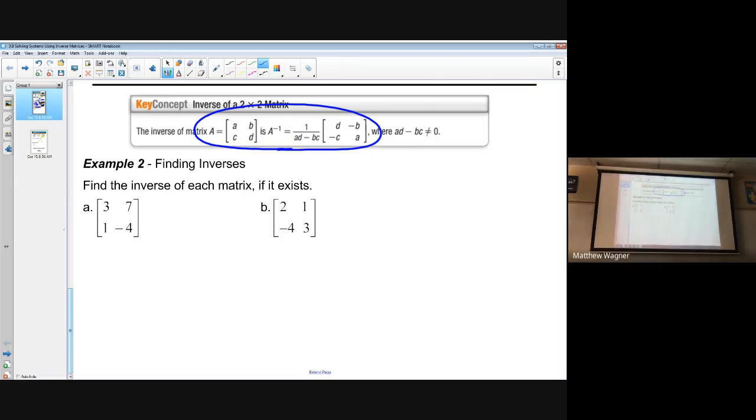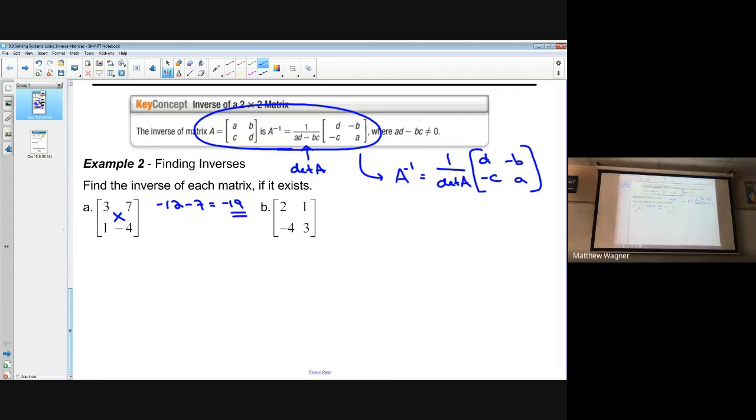If you notice, this number right here, AD minus BC, is the determinant of A. So another way to think about this is the inverse of matrix A is 1 over the determinant of A, and then you flip-flop entries A and D, and you take the opposite of B and the opposite of C. There are a couple ways you can think about things, but again, the first thing you want to do with your matrix is figure out the determinant. We have negative 12 minus 7, which is negative 19 in this case.